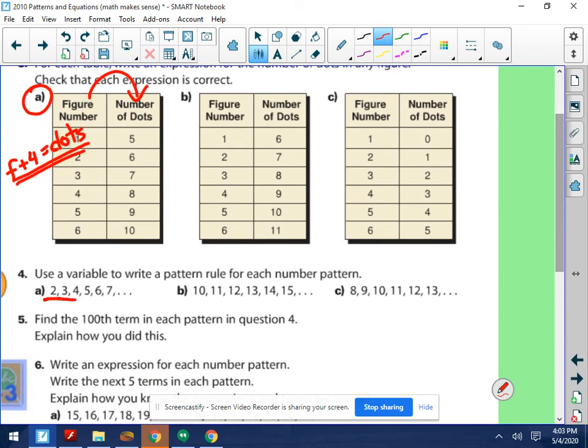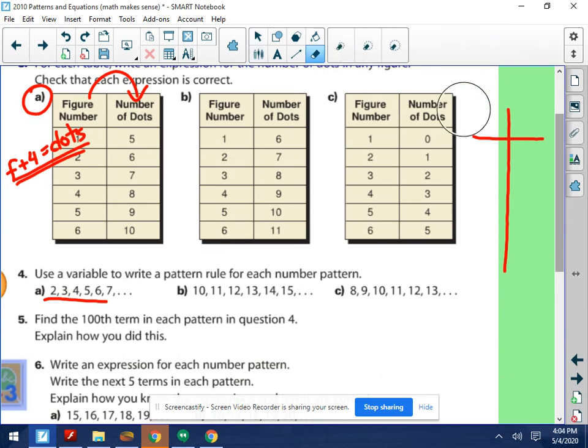Now 4A. 4A, you're just given the numbers by themselves. So we have to turn them into a t-table. So I'm going to draw it over here for you. So 4A we have, now, not figure, because we have these terms. And 4A, this is the first term, 2. This is the second term, 3. The third term is 4. Fifth term is 6, and so on.